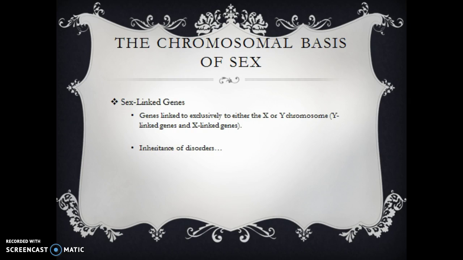Now, talking about sex-linked genes. Sex-linked genes are genes that are found exclusively on the X chromosome or on the Y chromosome, but not on any of the autosomes. Hence, there are genes that are tied strictly to those sex chromosomes, which affect males and females a little bit differently. There are very, very few disorders linked to the Y chromosome since there are so few genes on it. We said there were 78 genes on it.